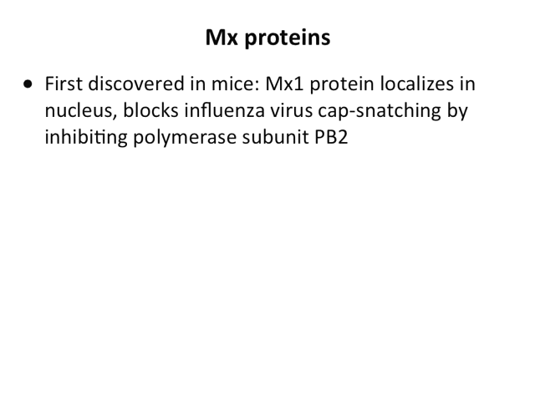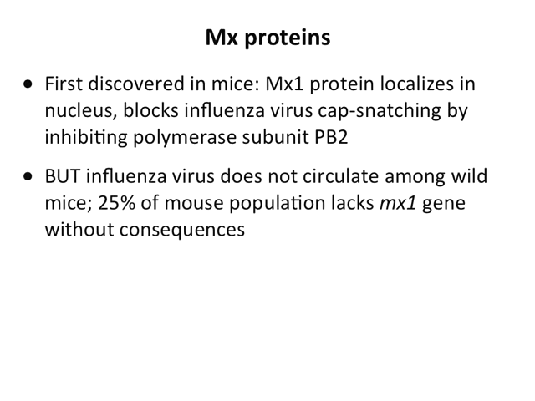MX proteins are also interferon-induced. These were first discovered in mice, and it was shown to localize in the nucleus and block the cap snatching by the virus. Remember, cap snatching is needed to prime synthesis of viral mRNAs. So this protein blocks that by inhibiting the PB2 protein of the virus. However, mice don't have influenza viruses in nature, and we can infect them in the lab, which is how this work was done, but in nature there are no flu viruses of mice, and a good amount of the mouse population lacks the gene encoding this protein. So at least in mice, it doesn't have much to do with influenza antiviral activity.